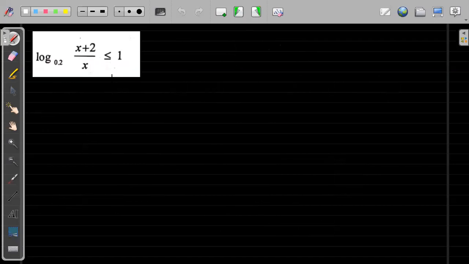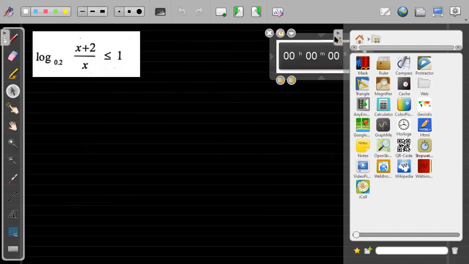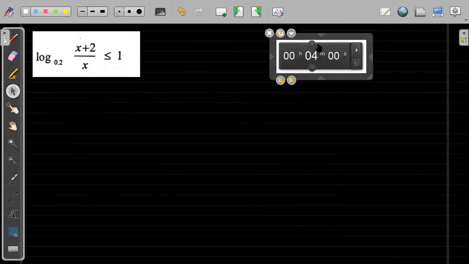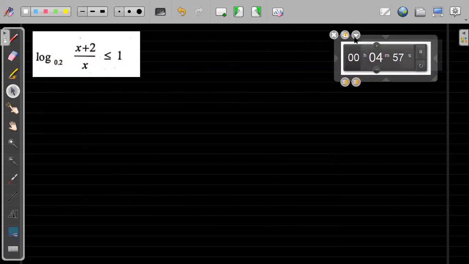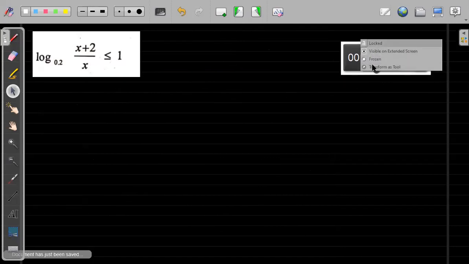Now solve this question. Take your time. I will give you 3 to 4 minutes. Do not simply write, solve it. I'll give you 5 minutes. Solve this and tell me the answer. Please do not start writing the answers. Please solve it and then just wait.